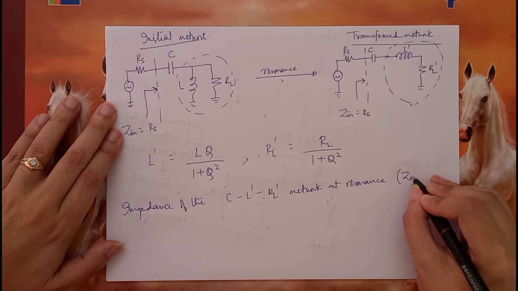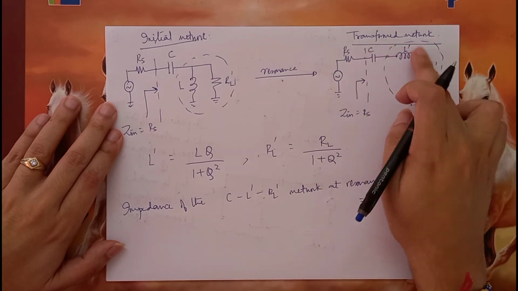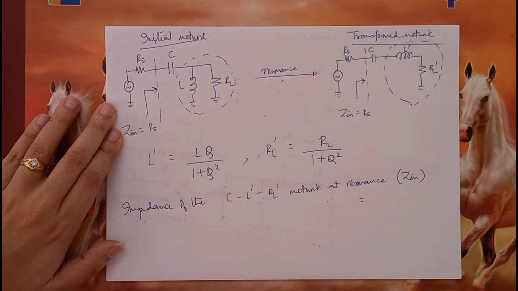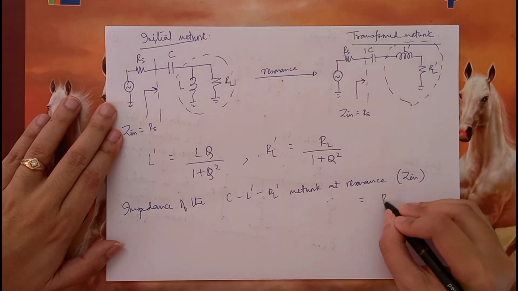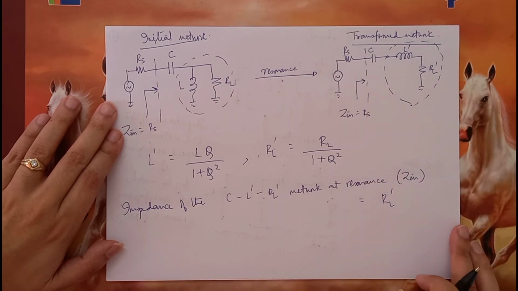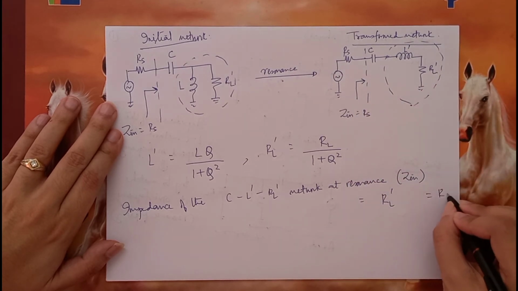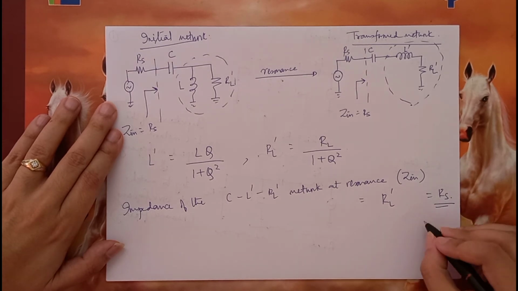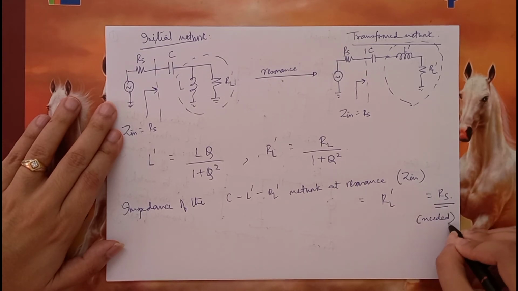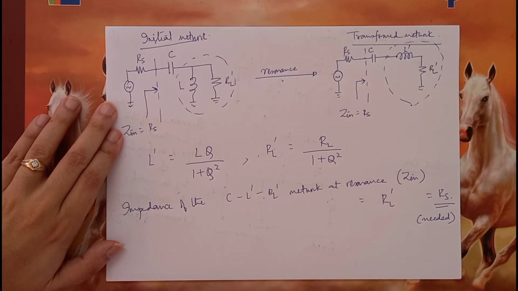That is nothing but Zin. And at resonance, the impedances of L prime and C will cancel out. So therefore, that will be equal to RL prime itself, which is equal to Zin, and that is equal to Rs, is what we want. So therefore, we can say that RL prime equals Rs, or this quantity.